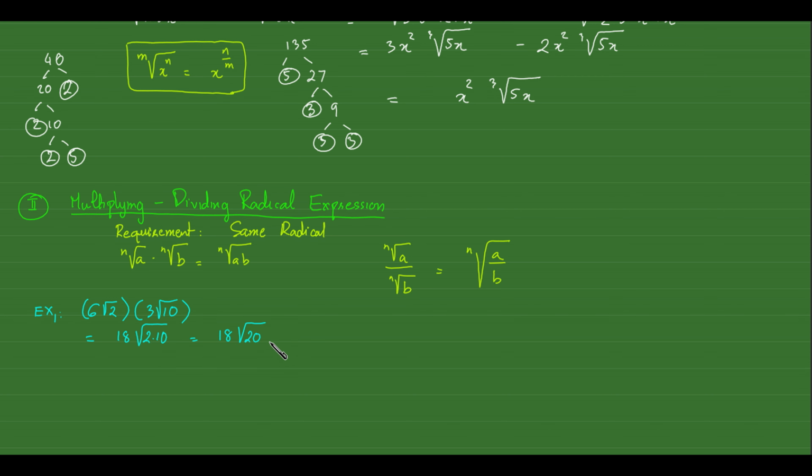But maybe some of you are gonna think that we're gonna stop right over here. But remember, whatever we do, we have to simplify it, because a radical expression, or any type of mathematical expression, must be in the simplest form at the end. So I can split it up: 20 is 4 times 5, and the square root of 4 is 2. 2 times 18 is 36 square root of 5. Okay. Alright, example number 2. That's pretty simple, right?